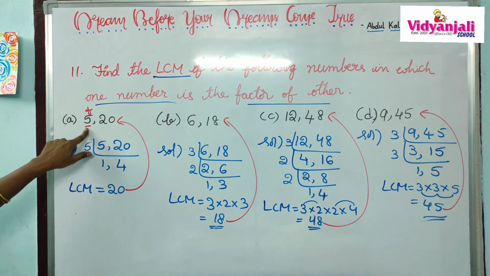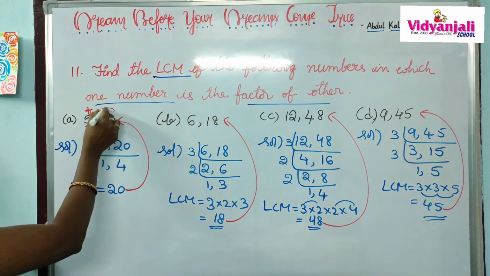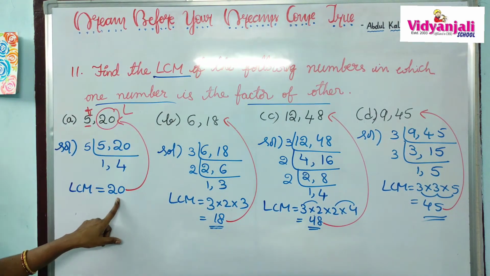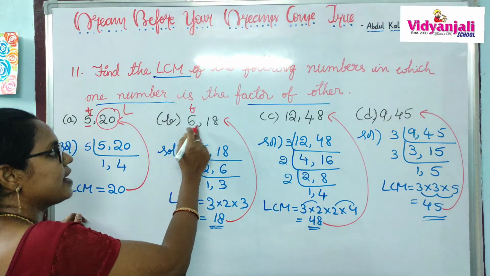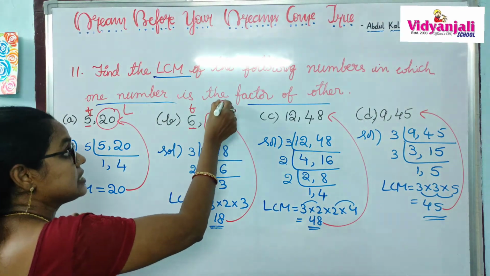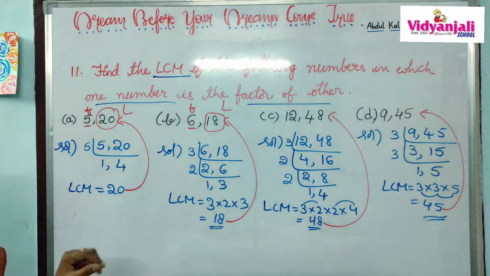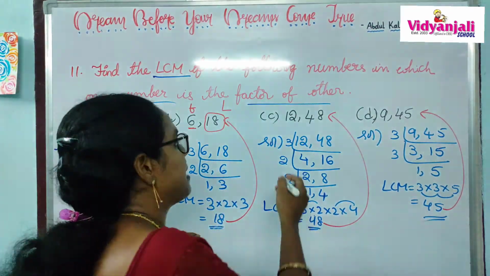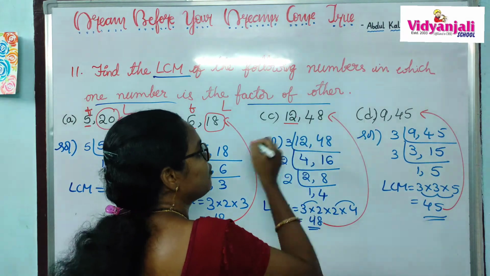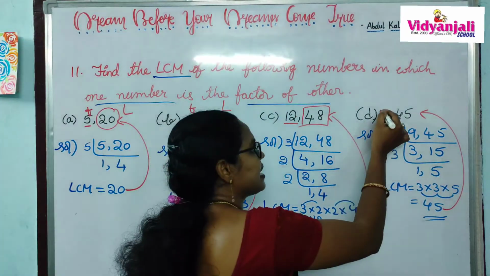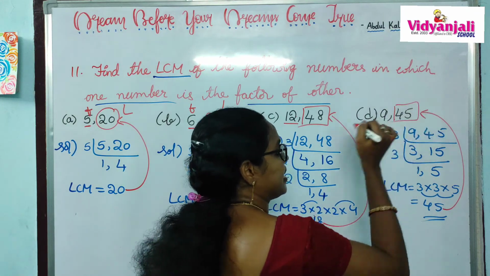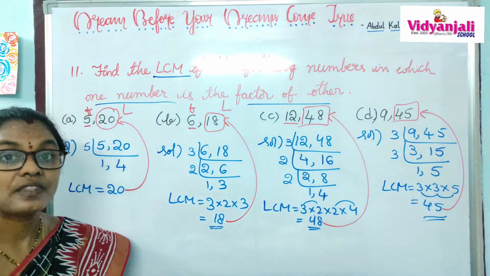Okay, if in the two numbers, one number is a factor of the other, then the largest one will be the LCM. See here also, 6 is the factor of 18. So, in this, the larger number becomes the LCM. It's the same thing that happens. See, 12 is the factor of 48. So, 48 becomes the LCM. Here also, 9 is the factor of 45. So, 45 is the LCM.